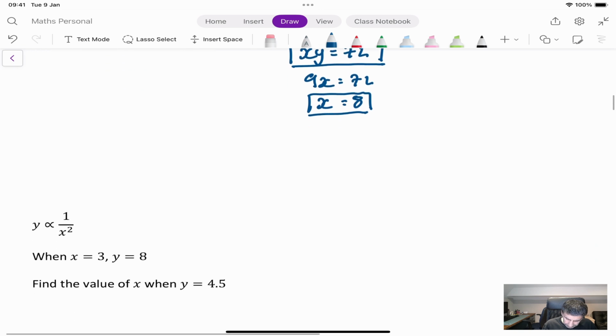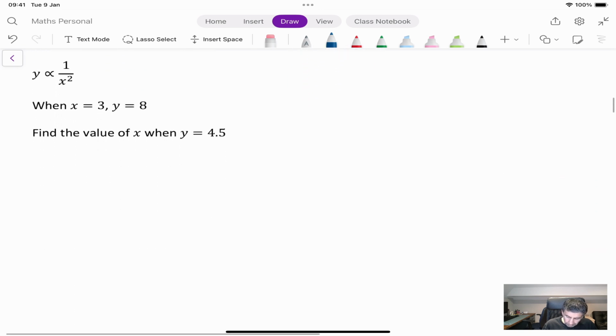Okay, let's look at a different type of question. So this time we've got, again, inverse proportion. That's what that terminology is telling me. But this time I've got y is inversely proportional to x squared. So I'm going to write this as x squared y is equal to k. I could have written it as y is equal to k over x squared, but I would prefer to write it like this, x squared y is equal to k.